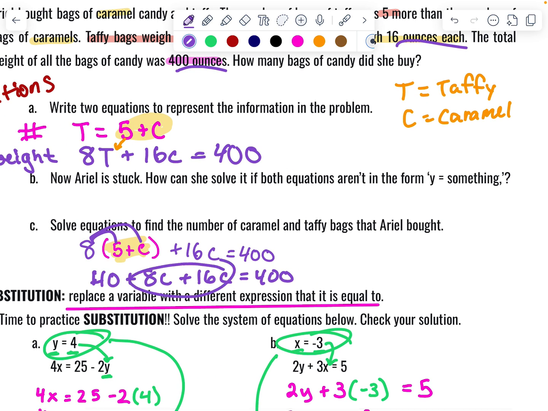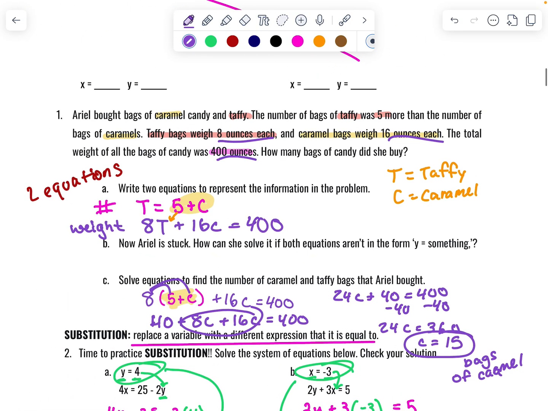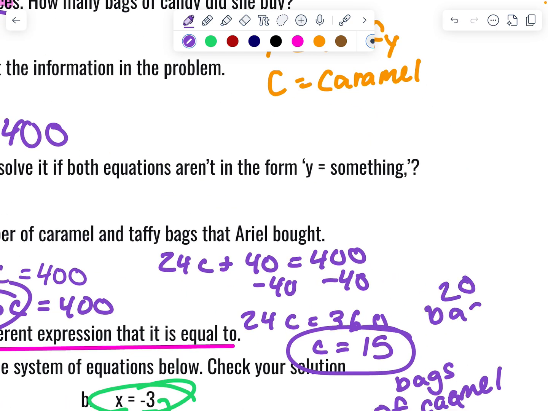We can combine those C's. So 24C plus 40. Subtract the 40. 24C equals 360. And then 360 divided by 24 means C equals 15. So 15 bags of caramel. And then, because taffy was 5 more than caramel, that means 20 bags of taffy as well.